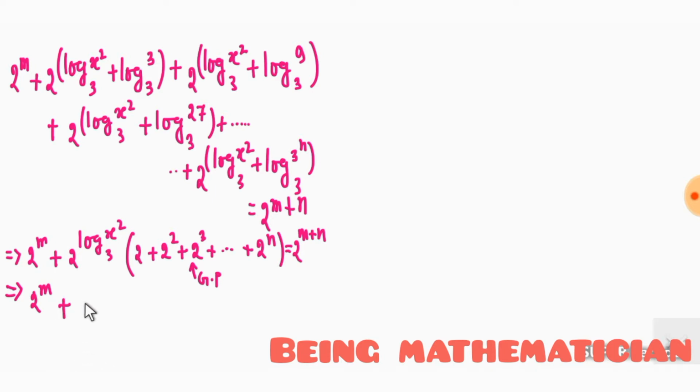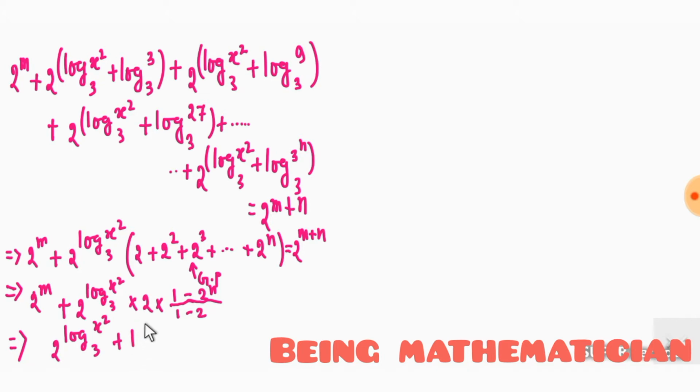plus 2^(log x² base 3) into 2 into (1 minus 2^n) divided by (1 minus 2), and we get 2^(log x² base 3) plus 1 into (2^n minus 1) equal to 2^(m+n) minus 2^m.